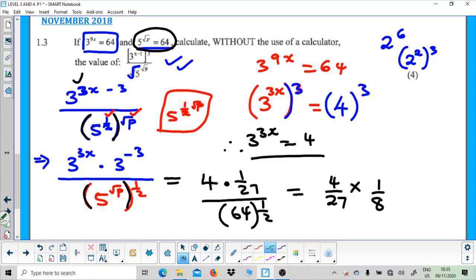Well, to simplify this, since the calculator is not needed, I'm going to do this. 1 times 1 will be 1. 27 times 2 will be 54. That must be the solution for that one.